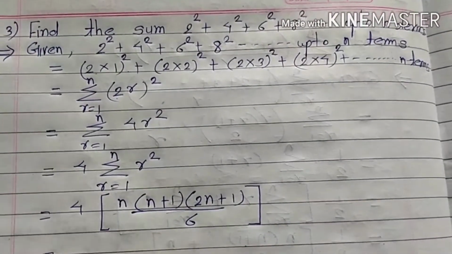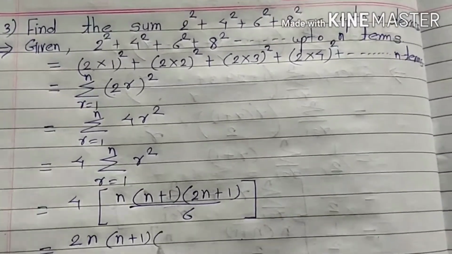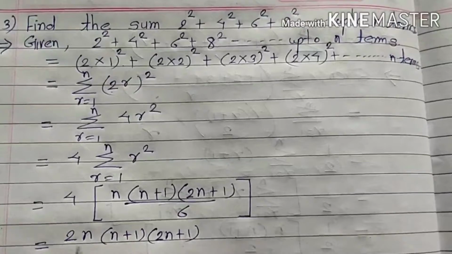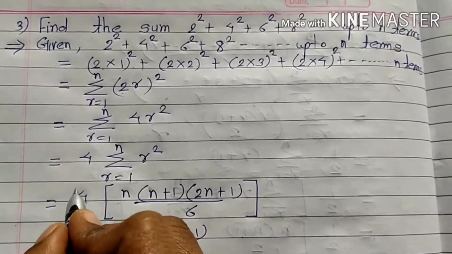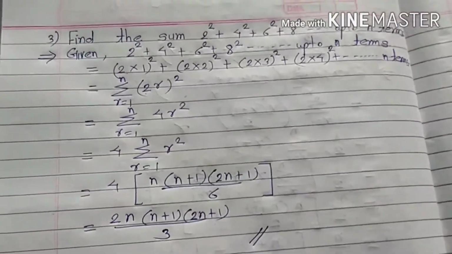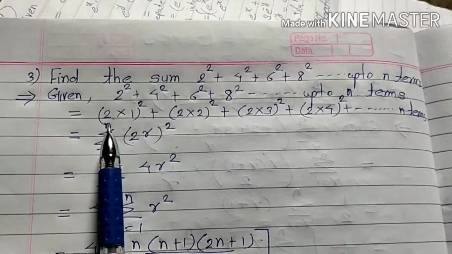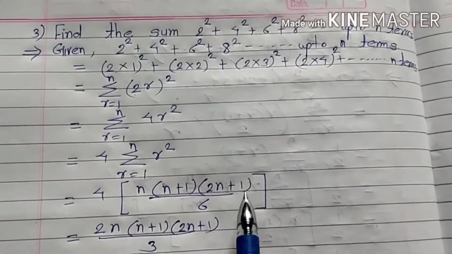So it is (2n+1)/3, where 2 twos are and 2 threes are. So this is our answer. It is also a very simple example. You can observe that there is one adjustment, then we get our answer.